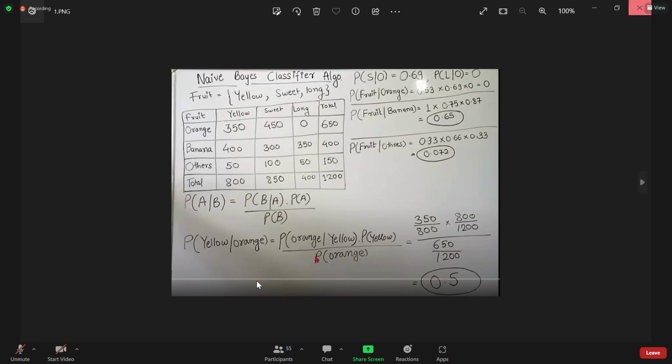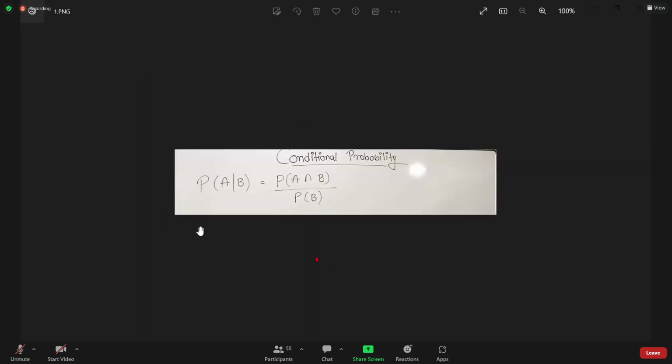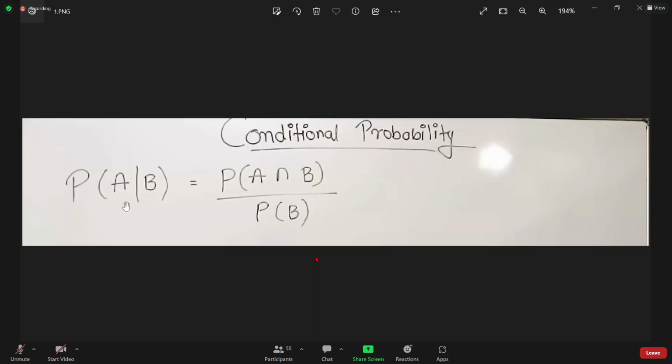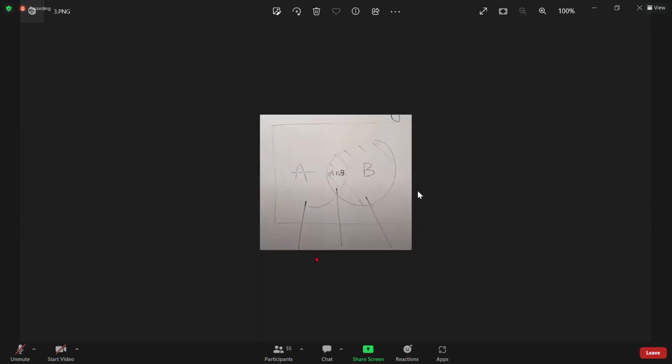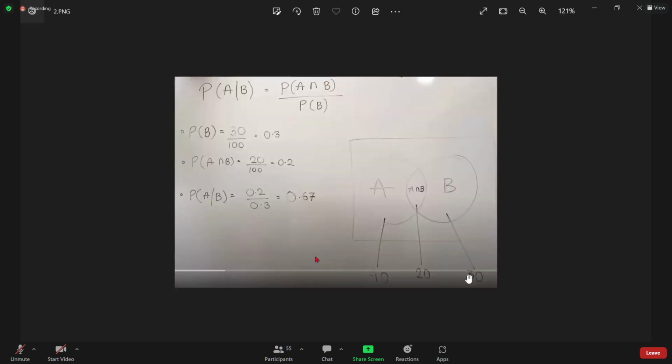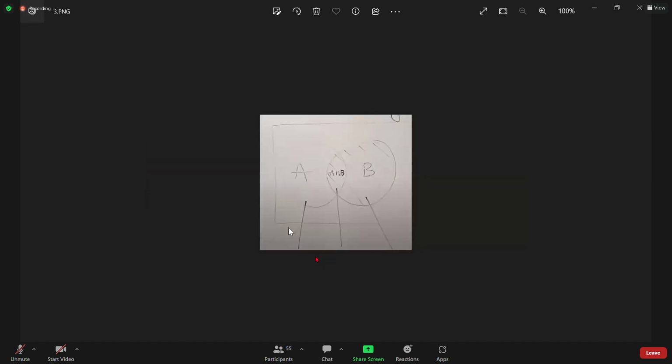Let me repeat once again, quick conditional probability. There are two events given, A and B. These two events are independent, meaning not dependent on each other. This is called the independent formula: P(A|B) equals probability of A intersection B divided by probability of B. If you apply this formula, with P(B) equal to 30 by 100 and P(A intersection B) 20 by 100, P(A|B) is 0.67. We got this.